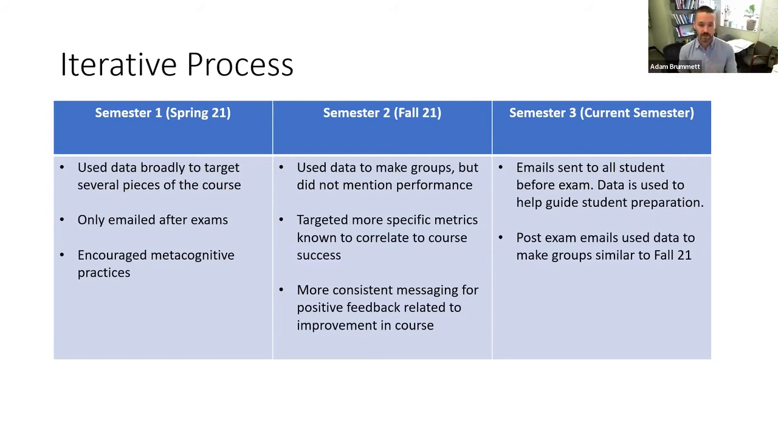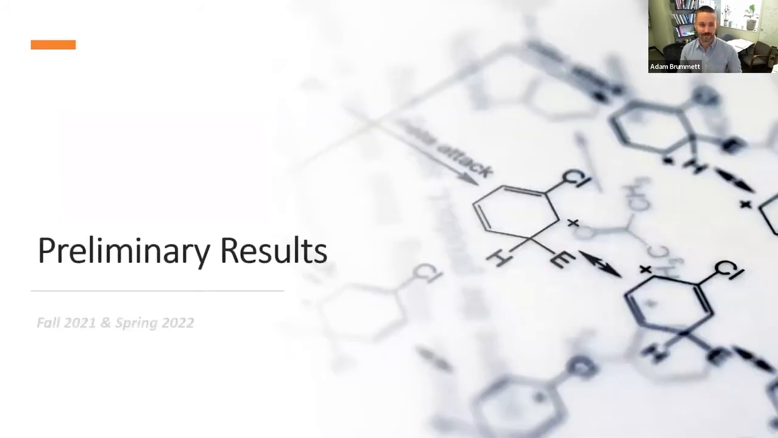And then we're still doing the post-exam emails, similar to what we did in fall, but we've added another layer to that now, so that everyone's getting an email beforehand, and then the emails afterwards are targeted groupings similar to what we did in the fall. I think that leads us into some of our data and results from the first 2 semesters.